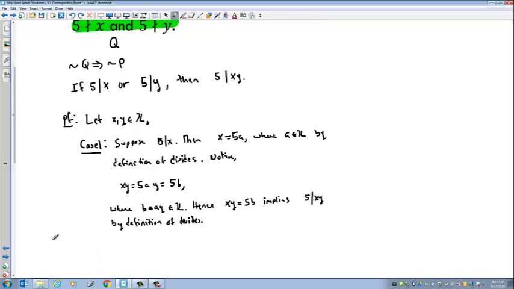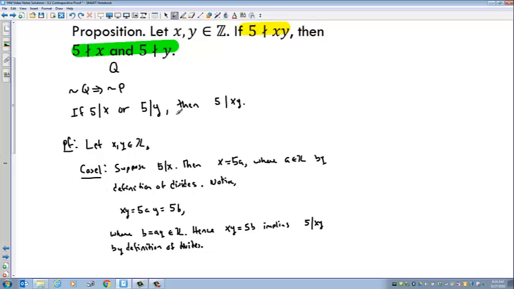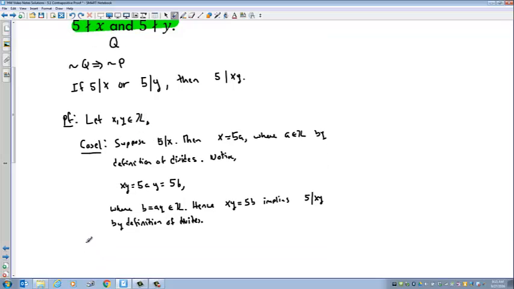So let's do case 2. So case 2 would be, suppose 5 divides y. And you'll notice that our argument here will be exactly the same. That's why if you wanted to, you could say without loss of generality, we can assume that 5 divides x, and then proceed from there, do this, and say therefore 5 will divide x times y. But we'll do cases here just to get some extra practice.